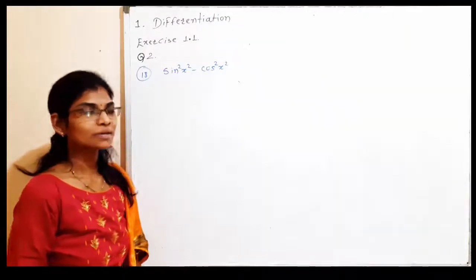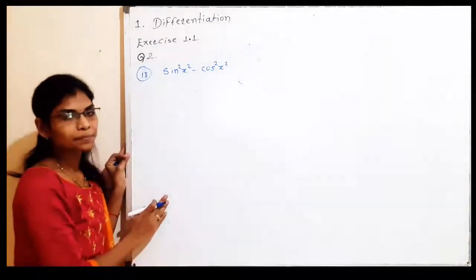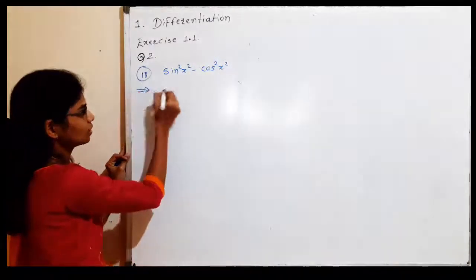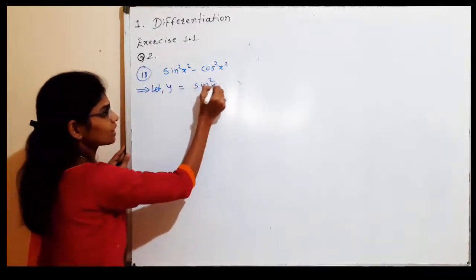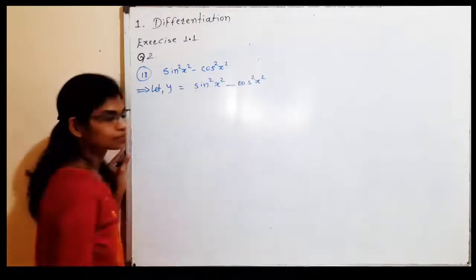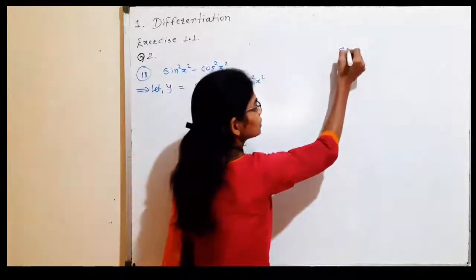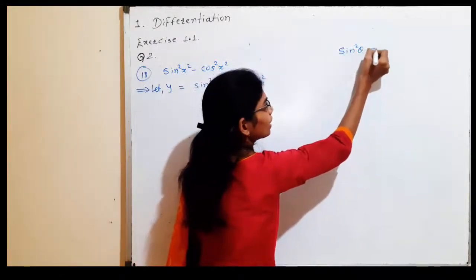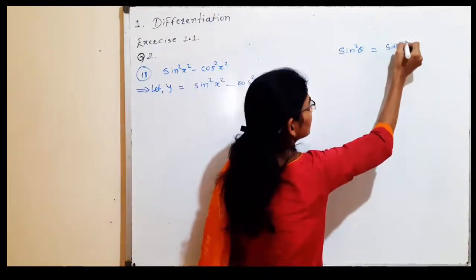Now the next example is sin square of x square minus cos square of x square. First of all, consider y as the given function, sin square of x square minus cos square of x square. We know that whenever we have sin square of theta, we can write it as sin theta, bracket raised to 2.